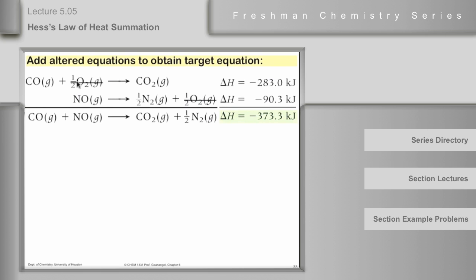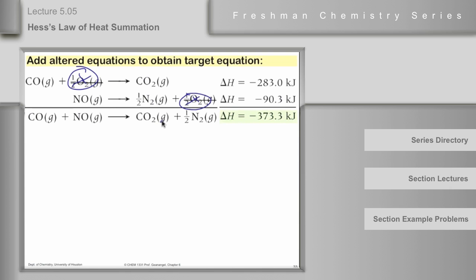Now, as you look at this, first thing I will point out to you is that 1/2 O2 on this side will cancel with 1/2 O2 over there, and O2 is now gone, and we don't have to worry about it. So now we'll algebraically add these two things together. CO plus NO goes to CO2 plus 1/2 N2, and that's the target equation. A miracle has happened, right? It really didn't take that much work.